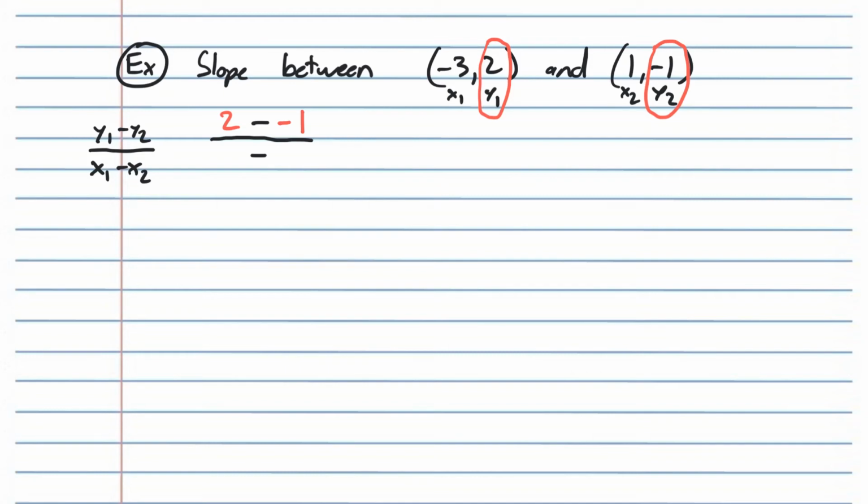And then for the x's, okay, x1 is -3, and then x2 is 1. Okay, simplify, and then we're done. Okay, so now when you have double negatives like this, remember 2 negatives make positive. So on the top of the fraction, it's really saying 2 plus 1. So we get 3. On the bottom, -3 minus 1.